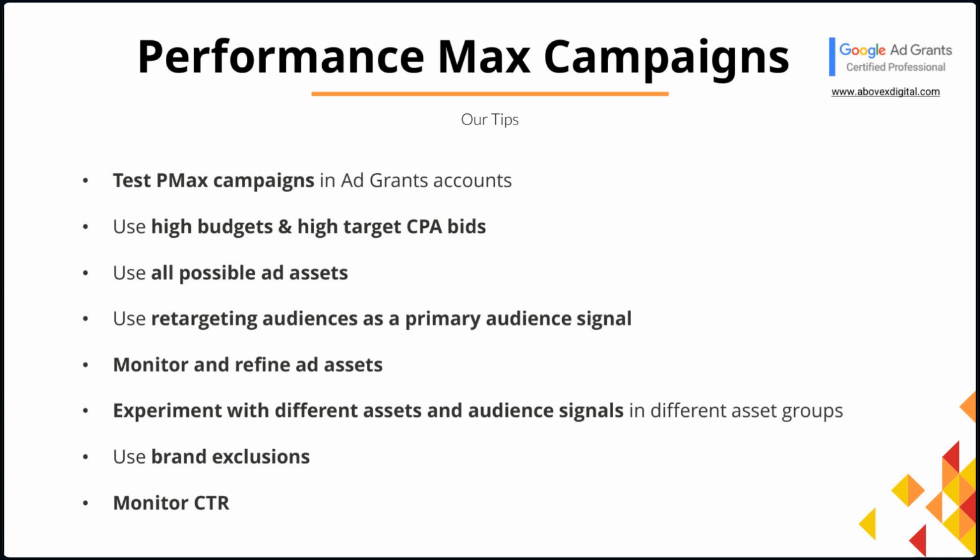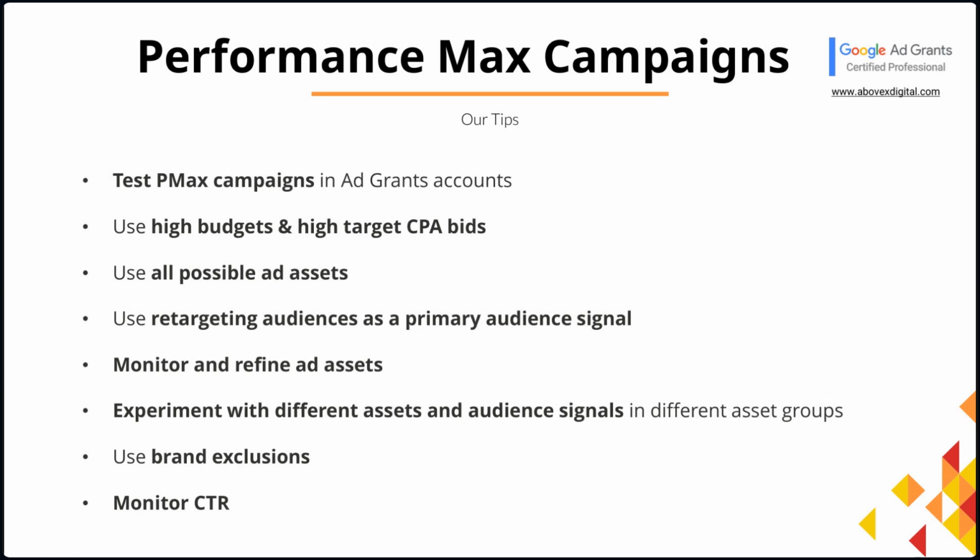So test it. Start with high bids and high target CPA budgets. Again, you can always narrow it down. In advanced accounts, the problem is to rank it up, right? So start high and then lower it to the level where it works for you. Use all ad sets. Again, if you have videos, if you have images, use all of them. Try different variations. Like I said, try very different images. So it has a lot of variations, a lot of possibilities to test.